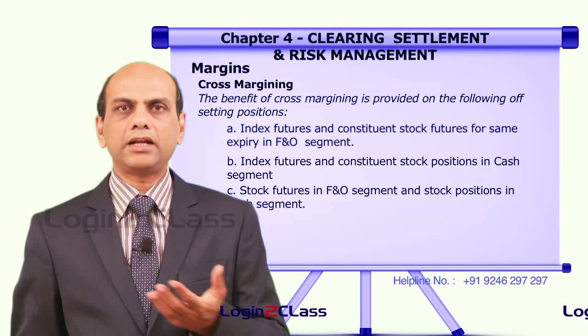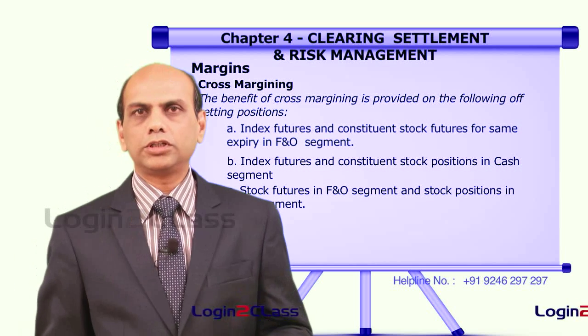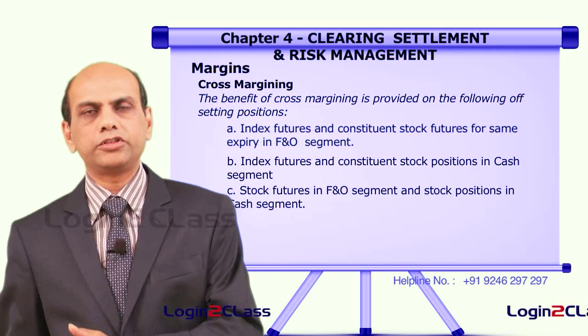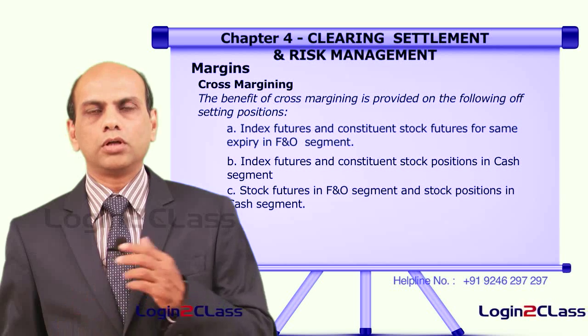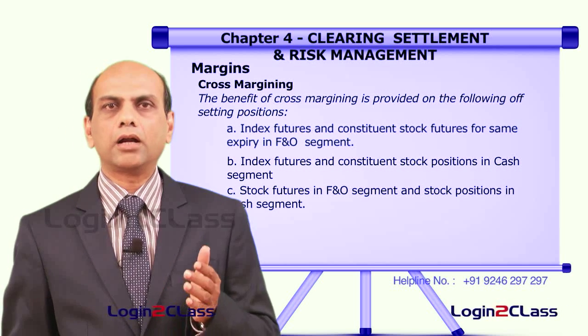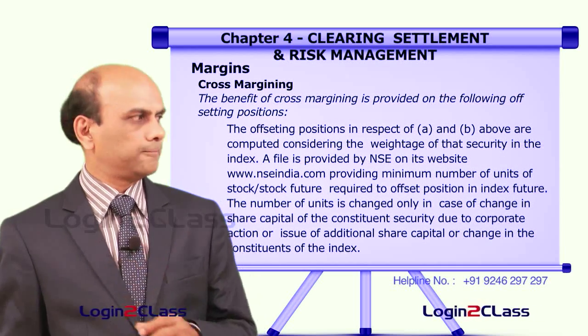So if I see in net, there will be a nominal loss, because the position in cash will be gaining profit and the sell position in futures will be gaining loss. So when I see the net positions, we will be in a minor loss. So this is called cross margining.